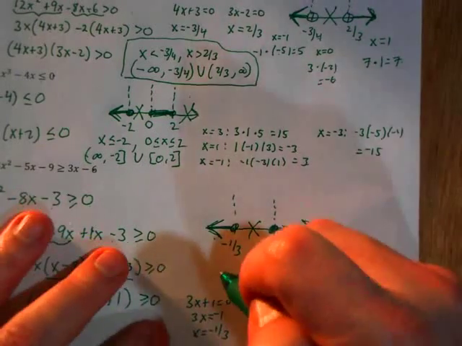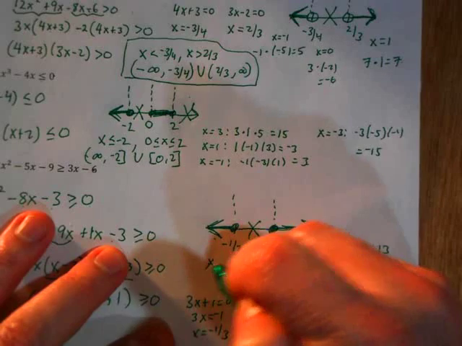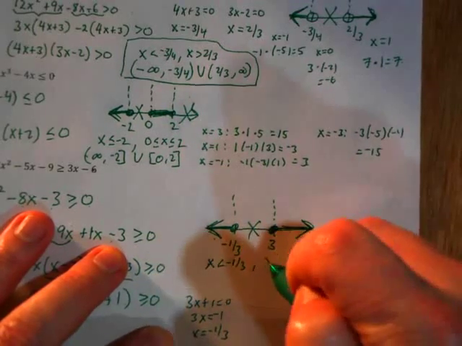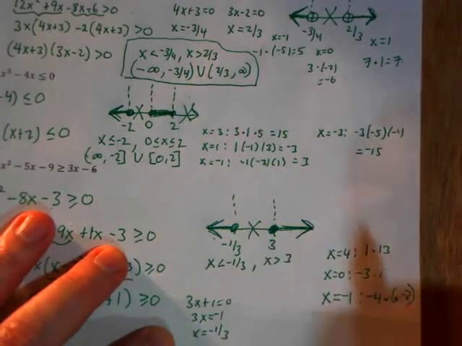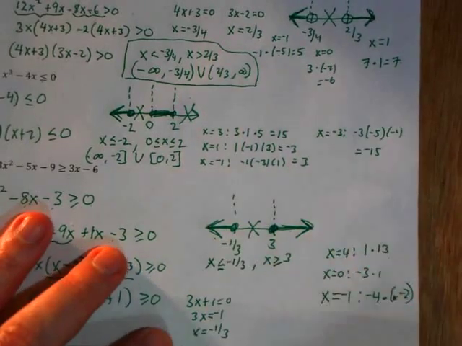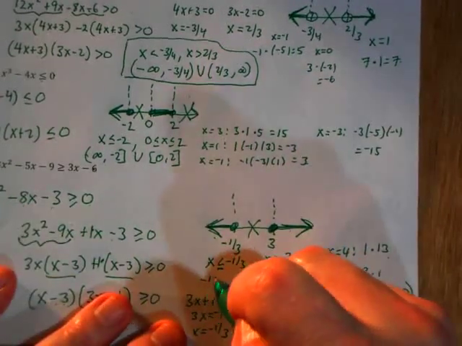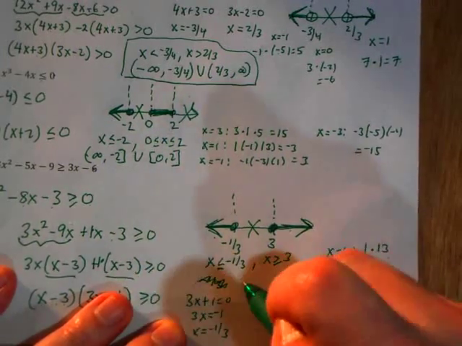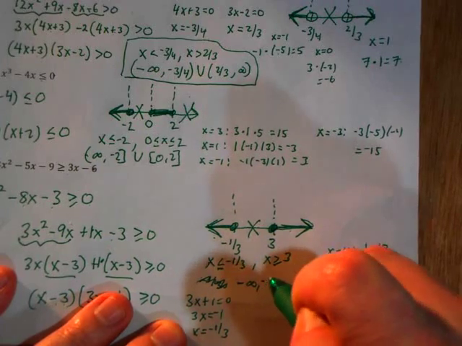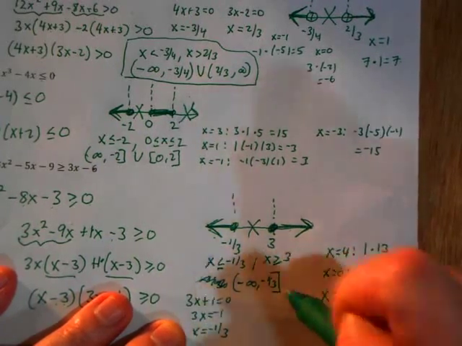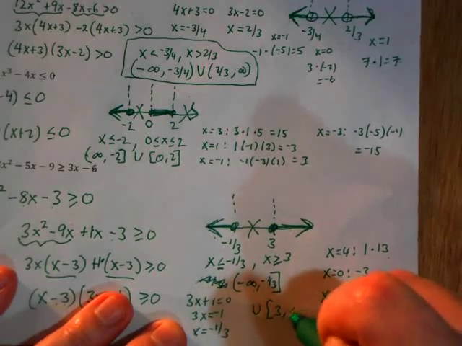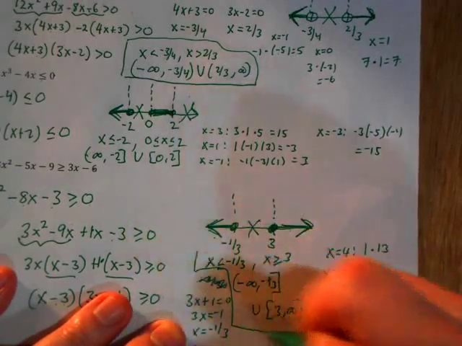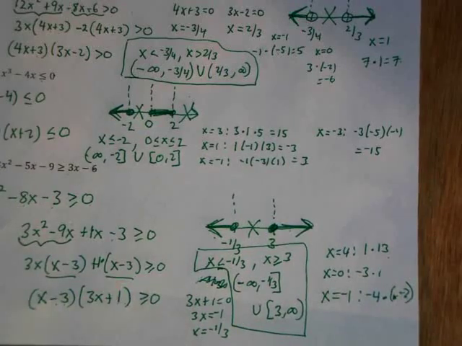So, final answer. X less than negative 1/3, or X is bigger than 3. And equal to on both of those, because we do have the dots. Interval notation, negative 1, oops, wrote that backwards, sorry. It should be negative infinity to negative 1/3, union 3 to infinity. Okay, so that's it for quadratic inequalities.